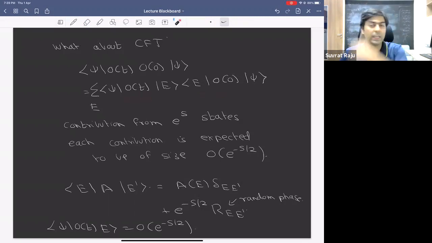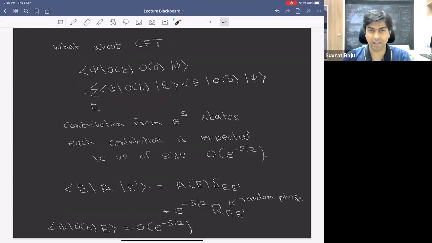But if t was a small number, then these e to the minus s terms, which are summing over e to the s terms, would be correlated with each other. They would not be uncorrelated with each other. And therefore, you would have an e to the minus s from the sizes, you would have an e to the s from the sum, and you would expect to get a correlation function which is of order 1. But at late times, you expect that this matrix element is uncorrelated with this matrix element. And indeed, if you go to late enough times, you would expect that.